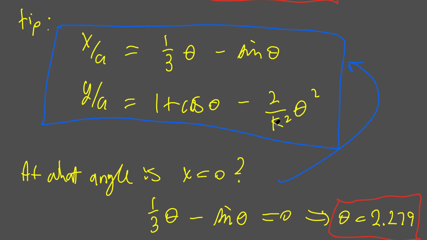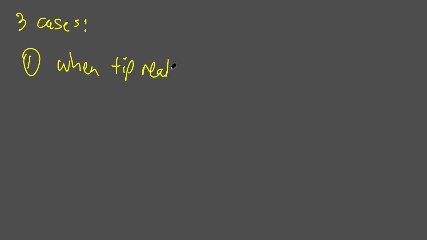But let's analyze this complete set of equations for the tip. The key here is to determine what happens to the pencil, whether or not it hits the table. We need to follow the tip. And there are 3 cases. Okay, case number 1, when the tip reaches y equals 0, if it's the case that the x-coordinate of the tip is greater than 0, then that tells us that the pencil misses the table.